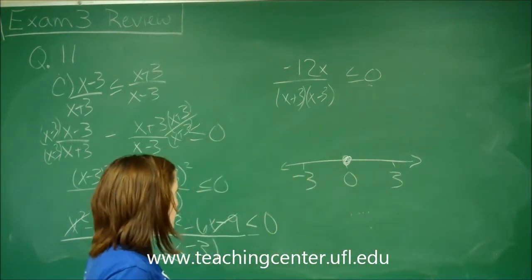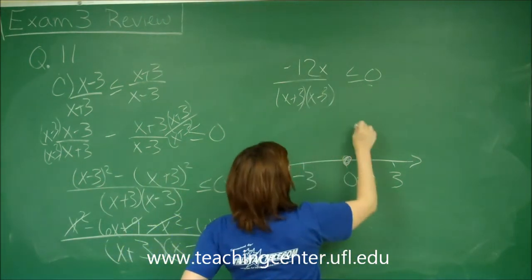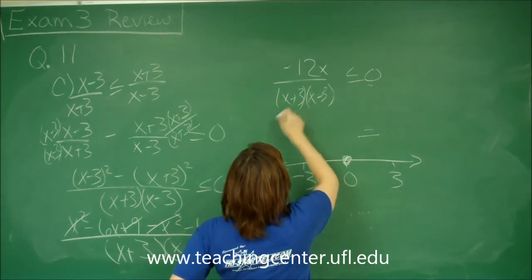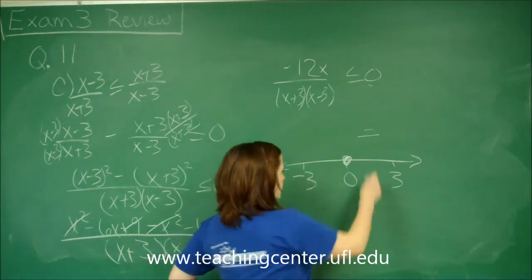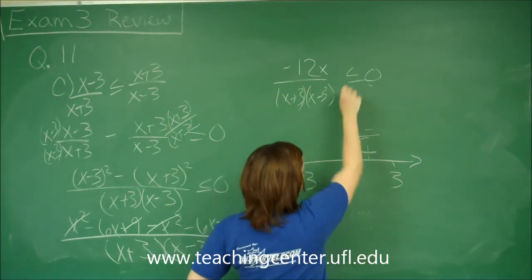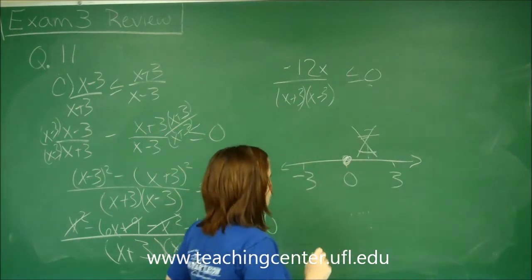So you can just go ahead and test a number. If I test 1, I get a negative over 1 plus 3 is a positive times 1 minus 3 is a negative. So negative over negative is actually a positive, but we don't want positives. We're looking for negatives, so we don't want this section.